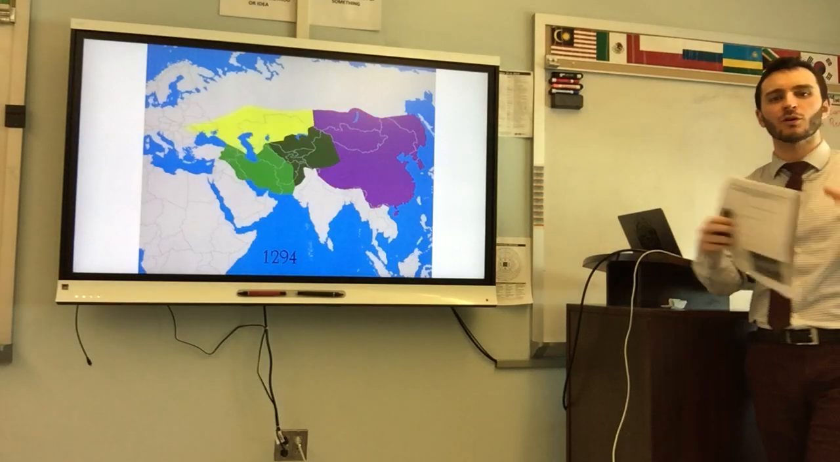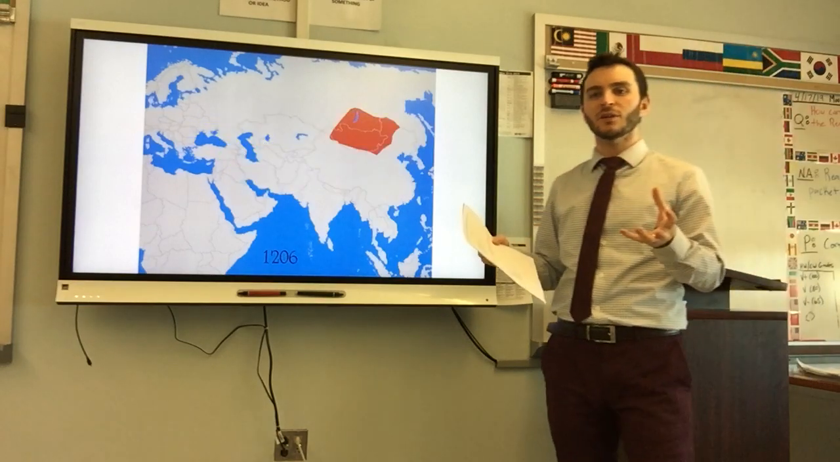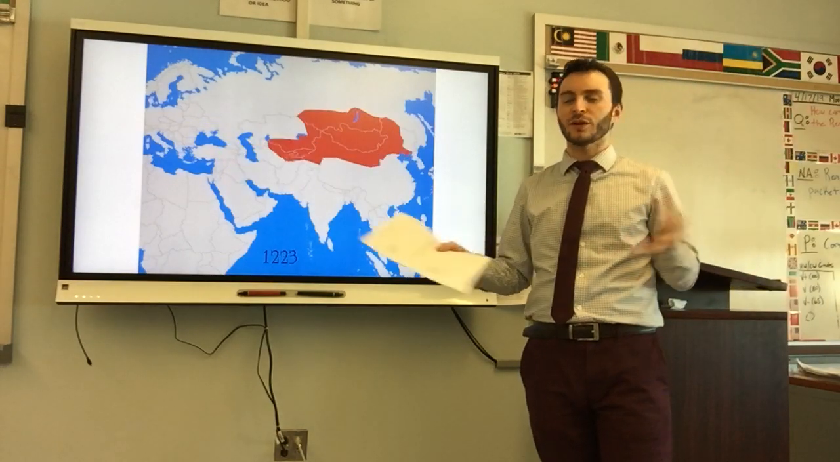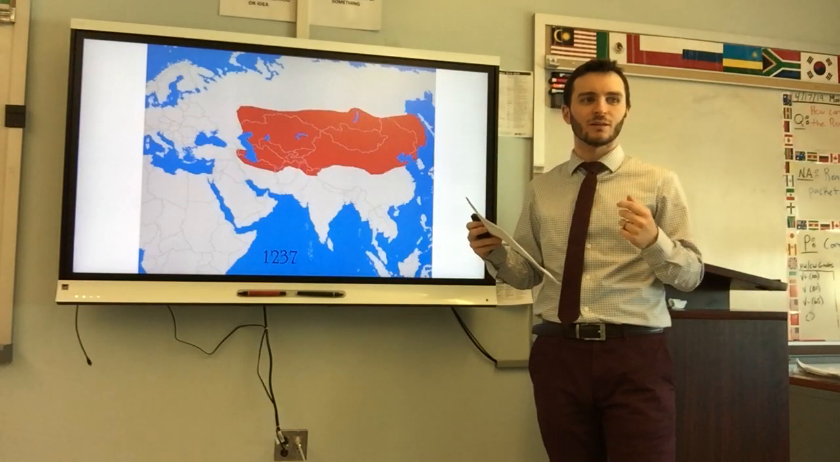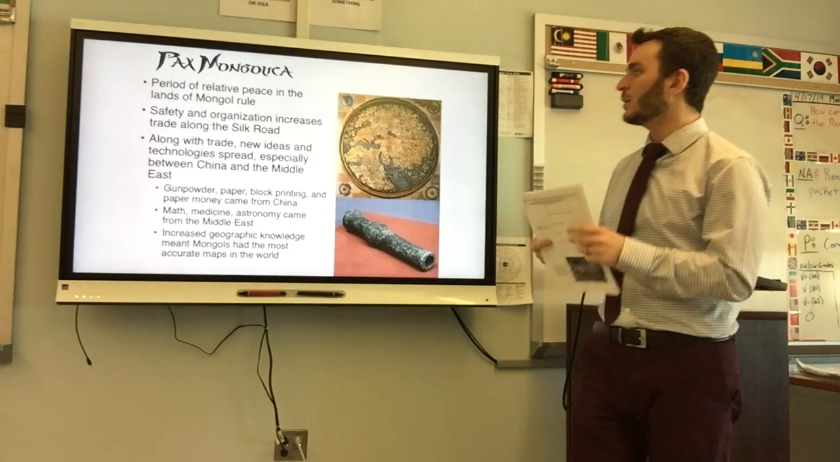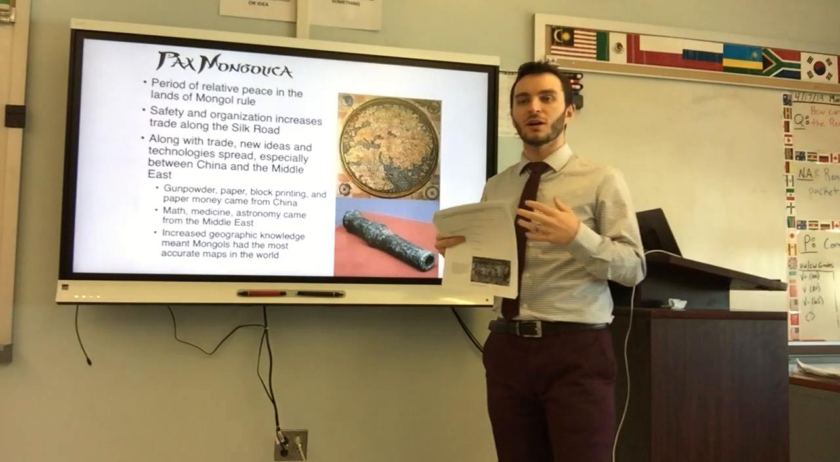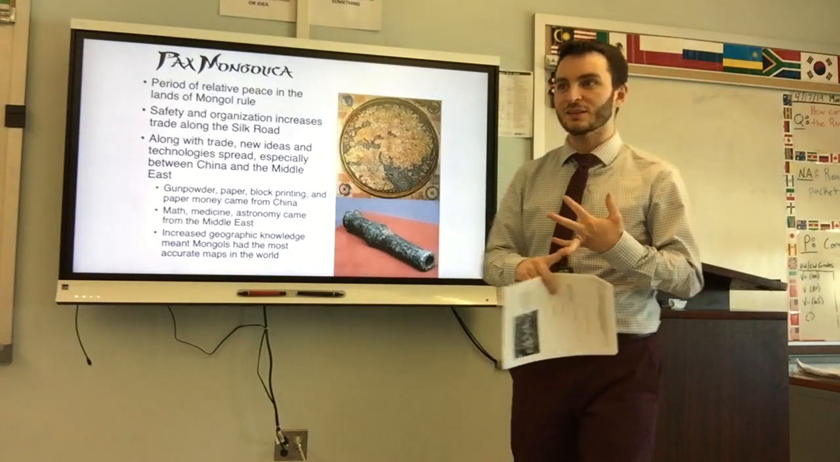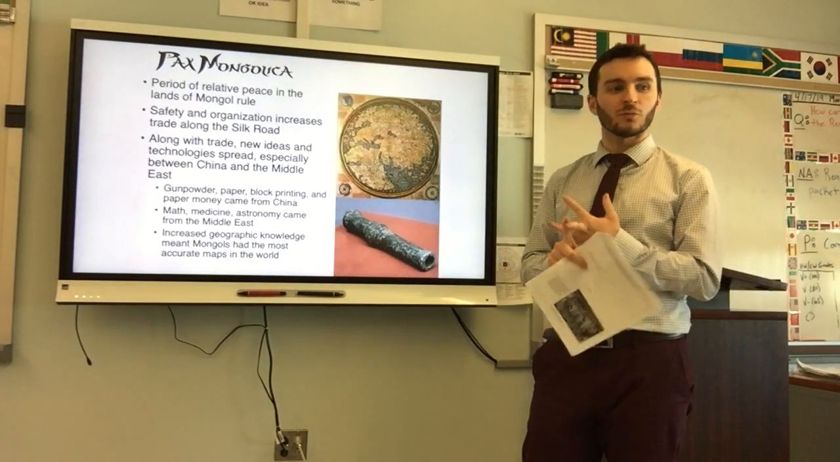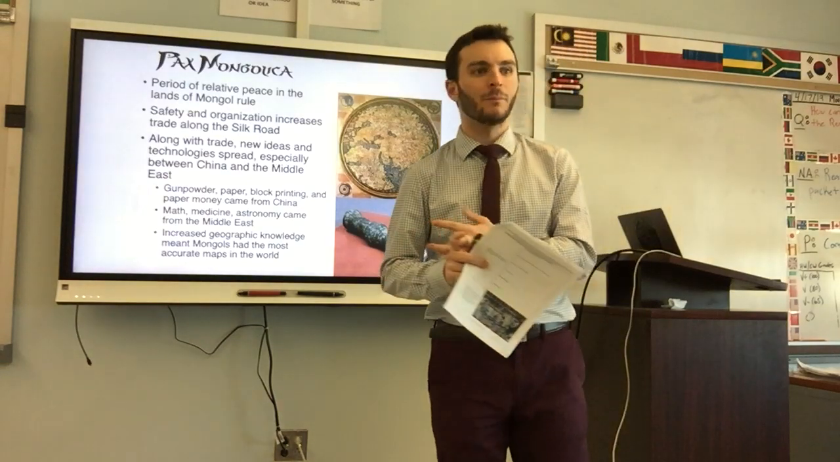So the Mongols, what is this period called where the Mongols have conquered this entire region and there's trade and all this exchange going on within it? Pax Mongolica. Pax Mongolica, very good. So again, similar things, right? The exchange of not just paper, but printing technology, gunpowder technology. Those are probably the two biggest ones.